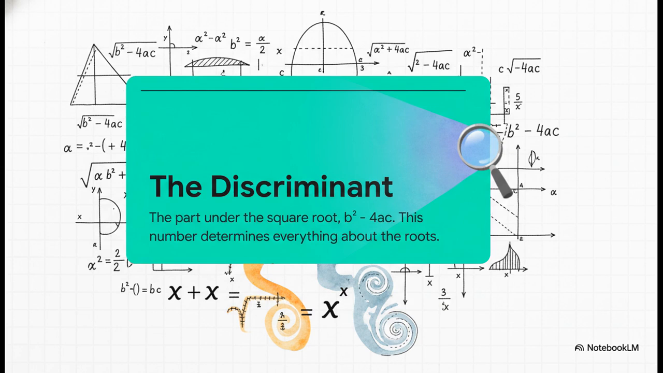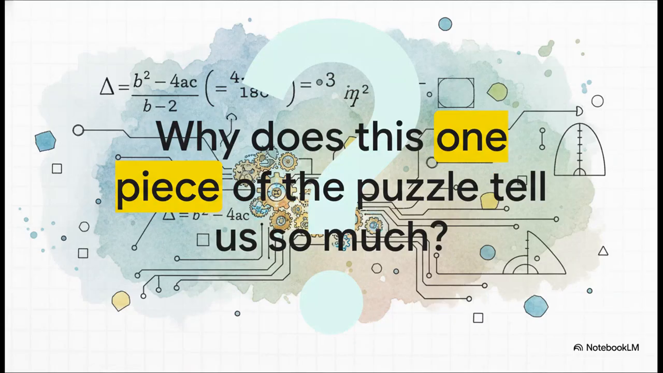And there it is. It's called the discriminant. Yeah, the name sounds a little fancy, I know, but all it is is that little piece of the puzzle hiding under the square root sign, b squared minus 4ac. This one little value has the power to discriminate, to tell the difference between the kinds of answers you're going to get. So the big question is, how?